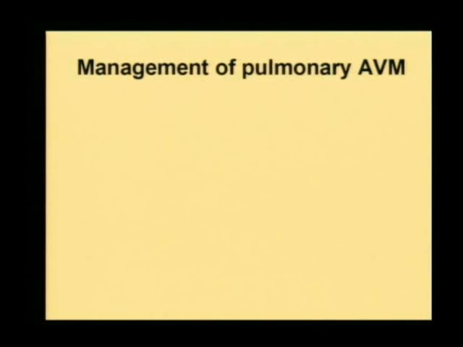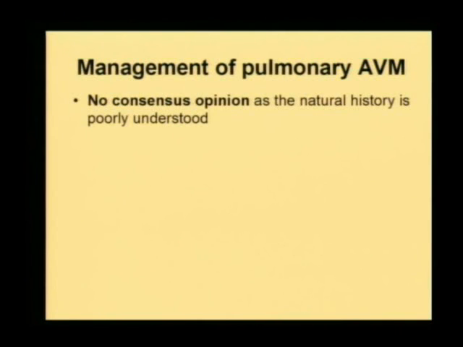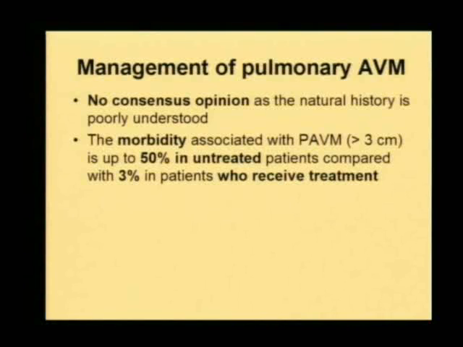So with this understanding, what should be the optimal approach to the management of pulmonary arteriovenous malformations? Now, you must understand that at this time there is no consensus opinion in literature on how every patient with pulmonary arteriovenous malformation should be treated. The problem is, one, these are very rare disorders, so the total number of patients you would see in a given lifetime is not very big. The second problem is, because of this reason, the natural history of this disease is very poorly understood. Because of these two factors, the consensus opinion is not available.